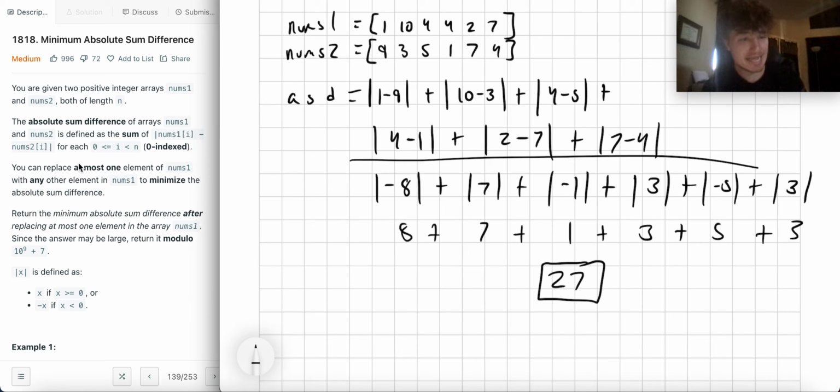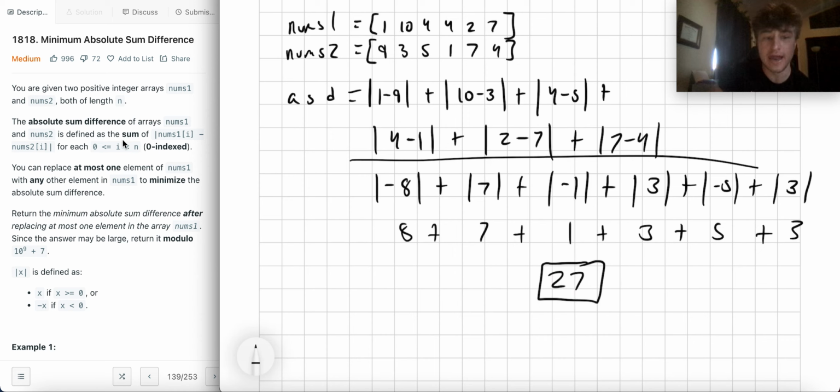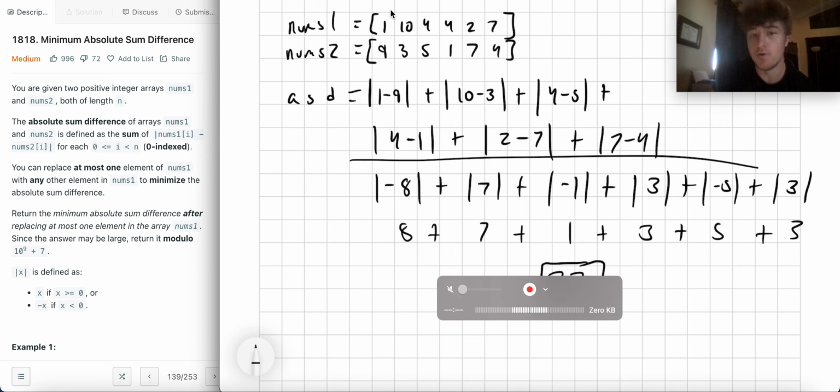You can replace at most one element of nums1 with any other element in nums1 to minimize the absolute sum difference. Now, that doesn't mean exchange. It means replace, right? So what are the candidates I can replace things with? Well, I can replace 1 with itself, I guess. I can replace it with 10, with 4, with 2, or with 7. I can replace the 10 with a 1, a 4, a 4, a 2, or a 7. So for each of these elements, I can replace it with any other element, but I can only do that at most once, within the same array.